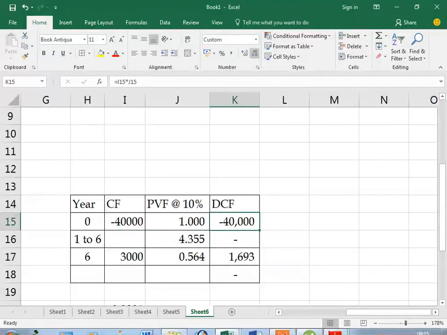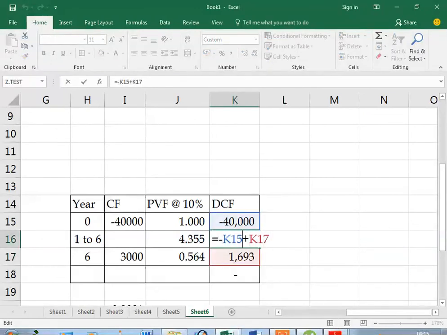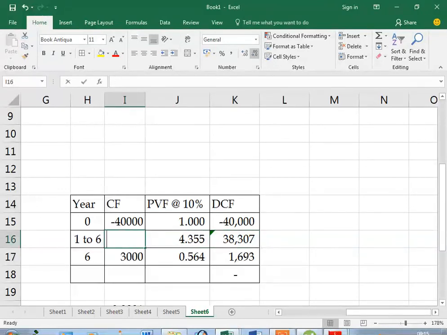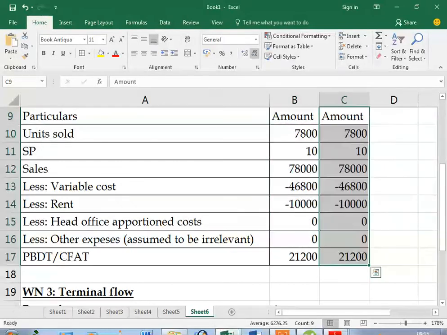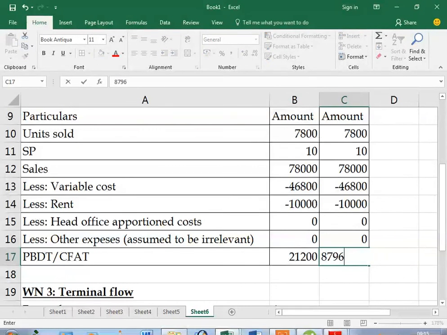My initial outflow is 40,000. This is 1693, so this number has to be 38307. This number can be 38307 if this is 8796, and this can be 8796 if some units are sold. So you will have to repeat this calculation here. I need an 8796 here.